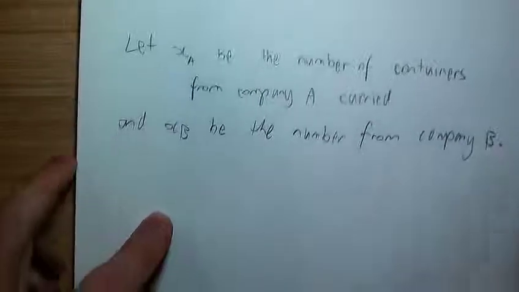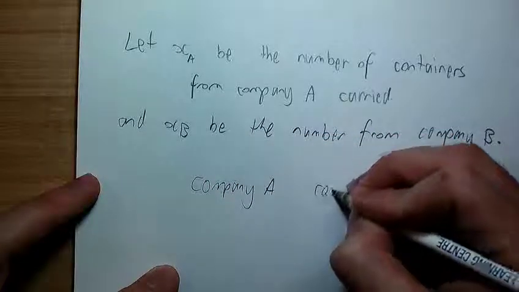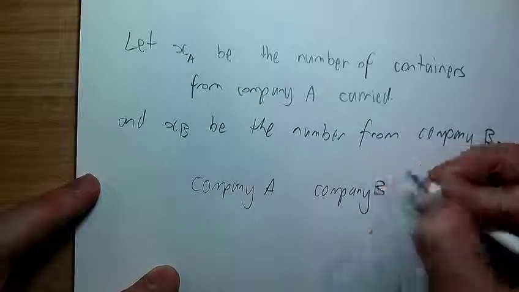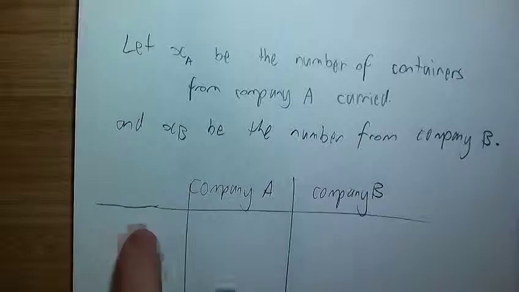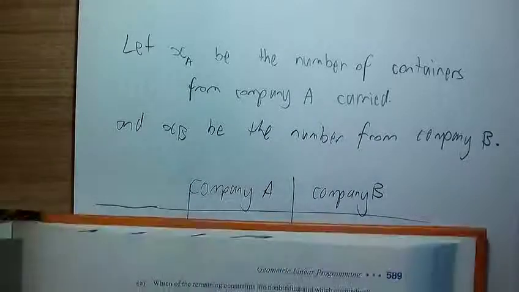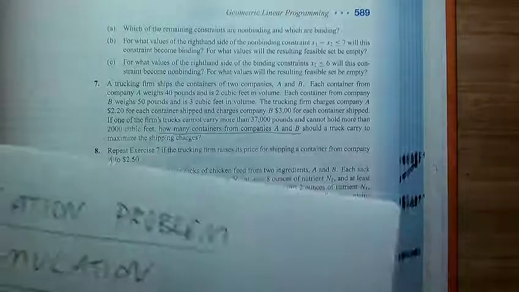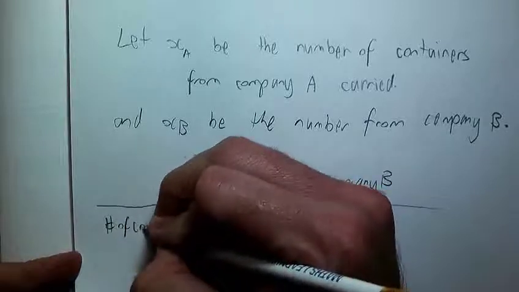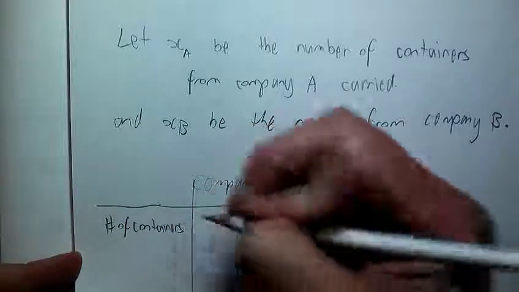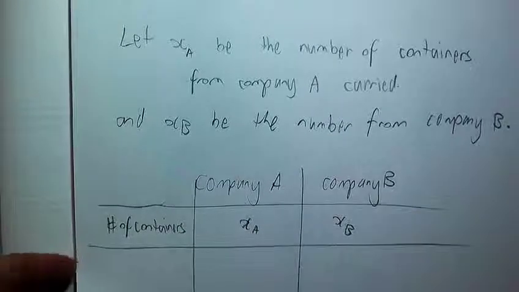It may go over the page. I'm going to put some things here. So we do have one thing that we've already written down. The number of containers, and it's XA and XB. That's what we have so far.